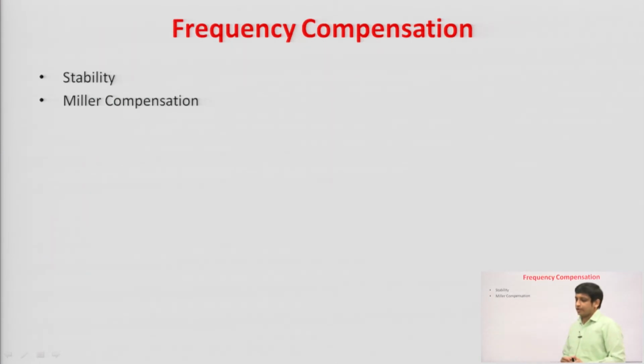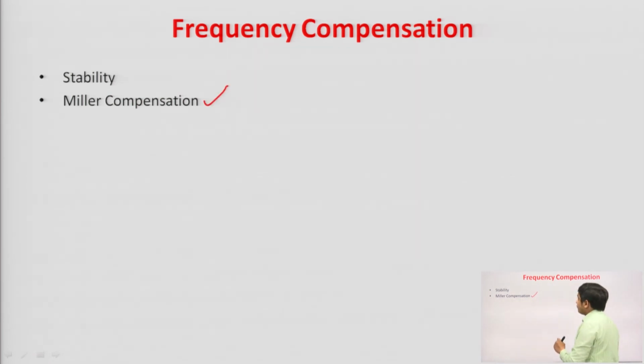Now, coming to the next topic, that is the frequency compensation. Basically, frequency compensation is used to stabilize the circuit. Like in the last class, I had discussed the concept of stability. There I had discussed that for the circuit to be stable, the gain margin and phase margin should be stable. To make it stable, we use frequency compensation. One of the frequency compensation techniques is the Miller compensation.